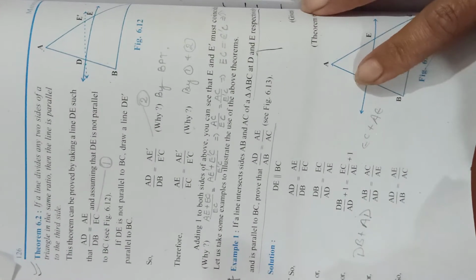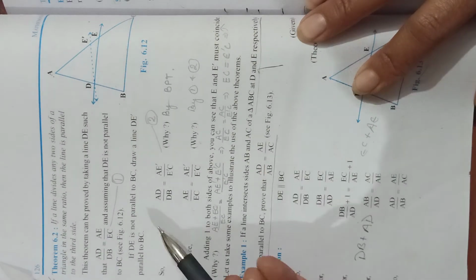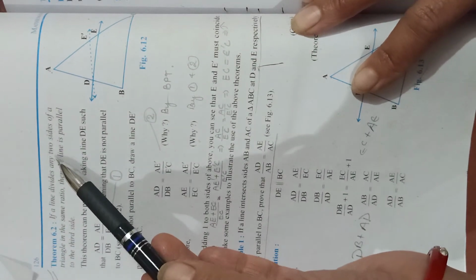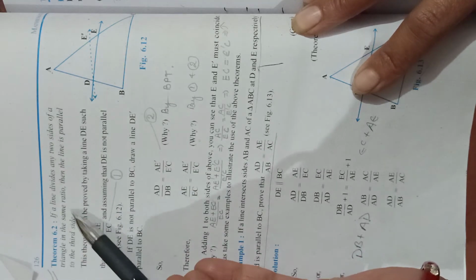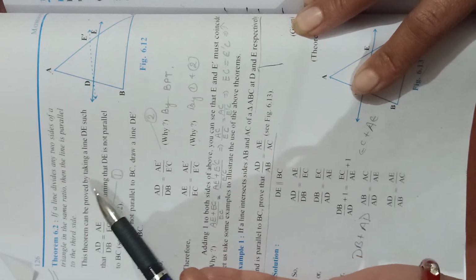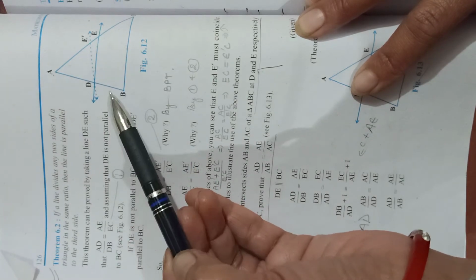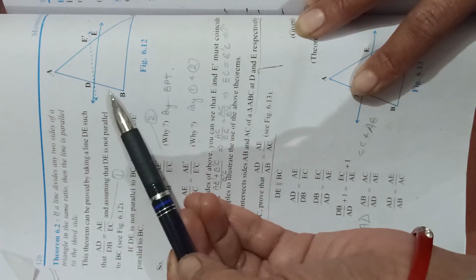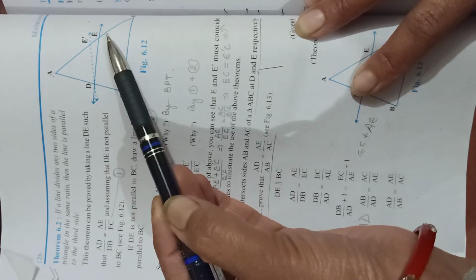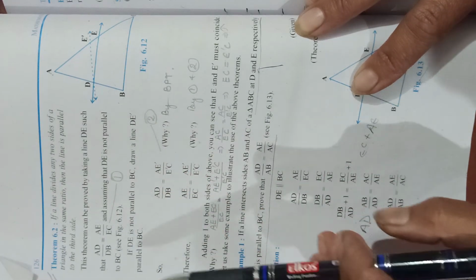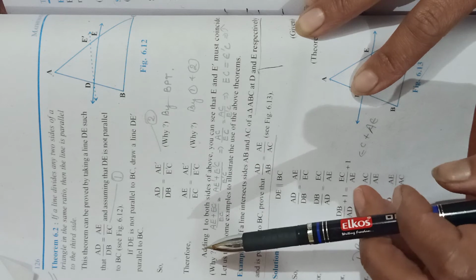Now the converse of BPT. Okay, which is here, that if a line divides any two sides of the triangle in the same ratio, then the line is parallel to the third, the converse of that. Okay, earlier the line was parallel, then we showed the ratios equal. Now we have been given the ratios equal, we'll have to show the line is parallel. Okay, so here also this is a simple proof as well.